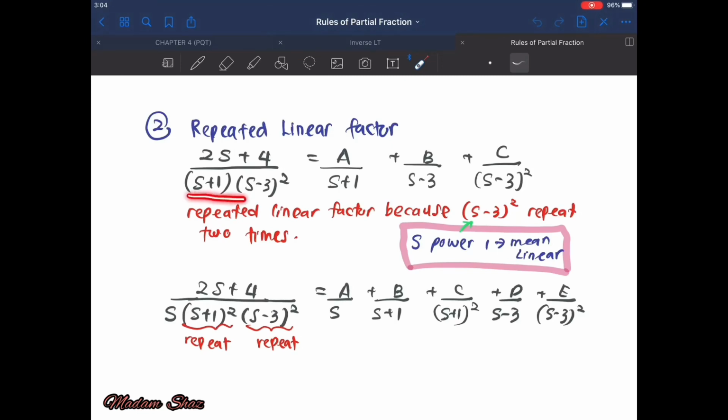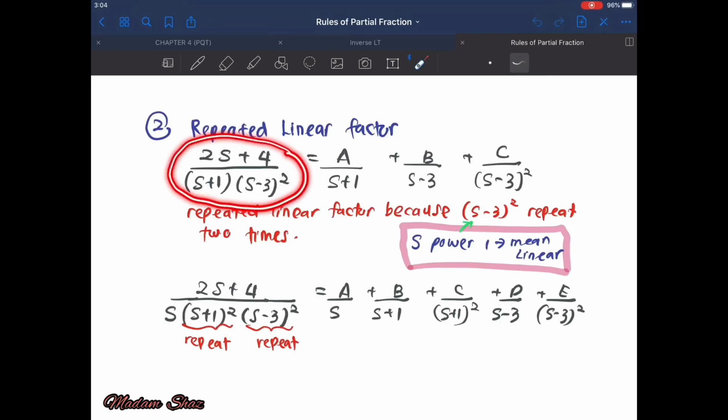because at the denominator here, as you can see, we have s plus 1 multiplied by s minus 3 with the power of 2. So this is what we mean by the repeated linear factor. It is repeated 2 times, and this one is linear because s is to the power of 1. So how do you write your partial fraction if you have a repeated linear factor?